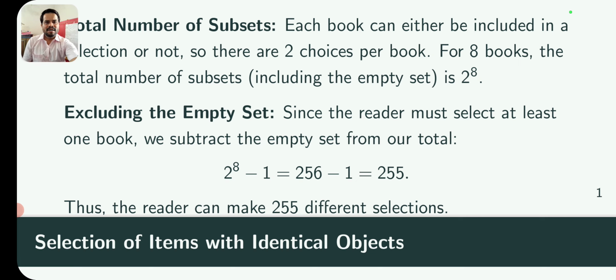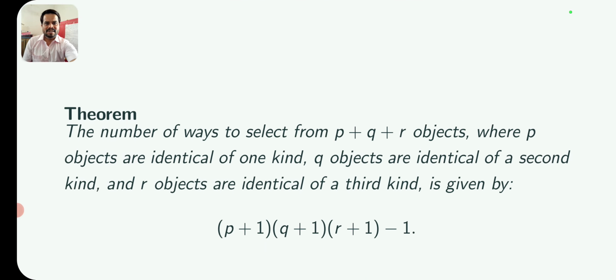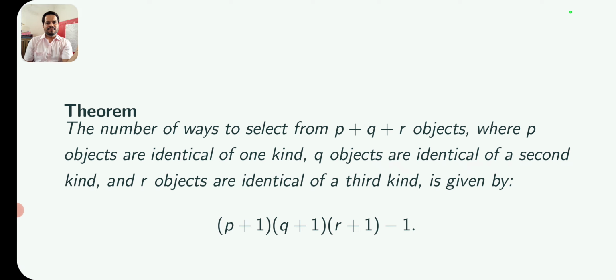Let us see one theorem on this. This is the statement of the theorem; I have already discussed these concepts. The number of ways to select from P plus Q plus R objects, where P objects are identical of one kind, Q objects are identical of second kind, and R objects are identical of third kind, is given by the product (P plus 1)(Q plus 1)(R plus 1) minus 1. And this we have to show here. So let us see the proof.